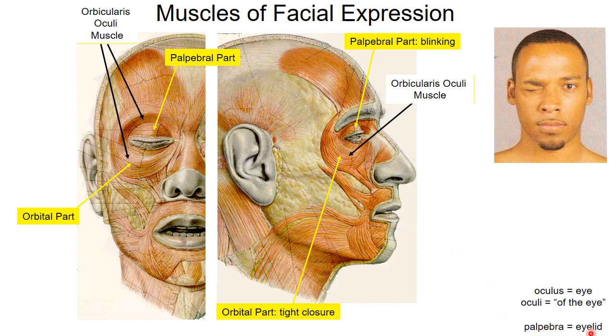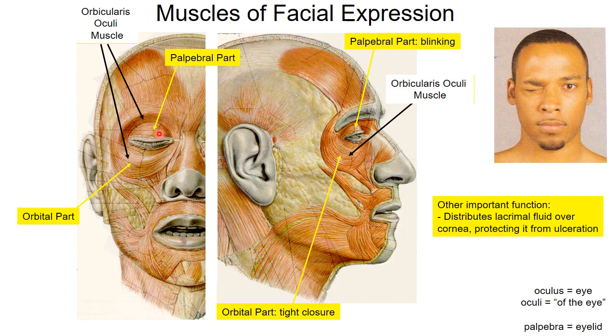Palpebra means eyelid. So the palpebral part is a part that we actually find deep to the skin of the upper eyelid. The skin here is very, very thin, and right underneath that we have muscle. That's the palpebral part of the orbicularis oculi, and that's very much involved in blinking. So that muscle will essentially twitch from time to time, forming a blink, and that's important for redistributing lacrimal fluid from time to time. So this is a key function of the orbicularis oculi muscle.